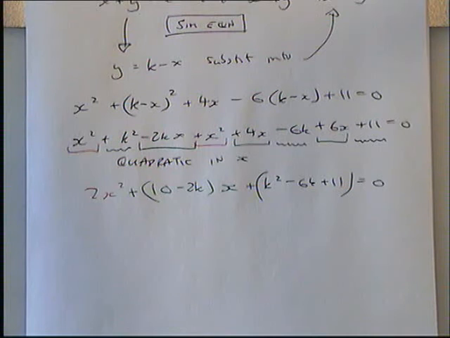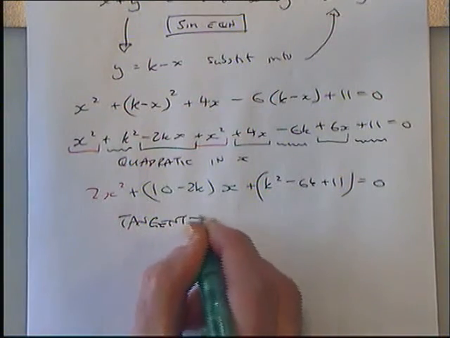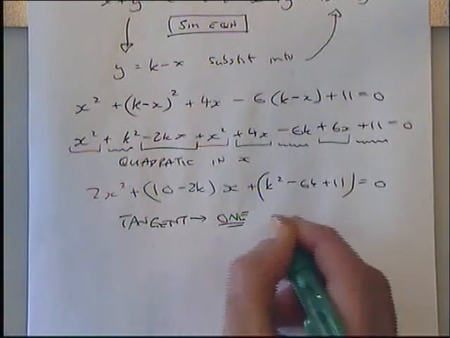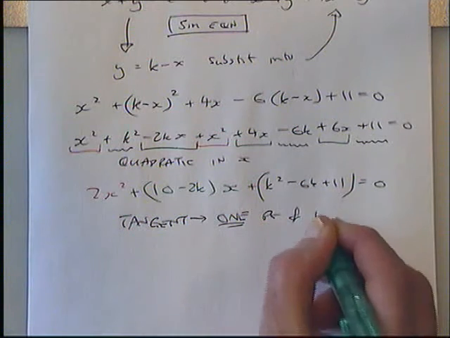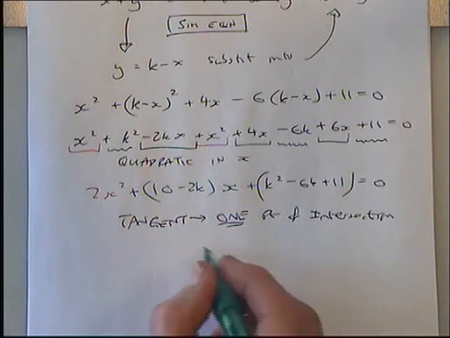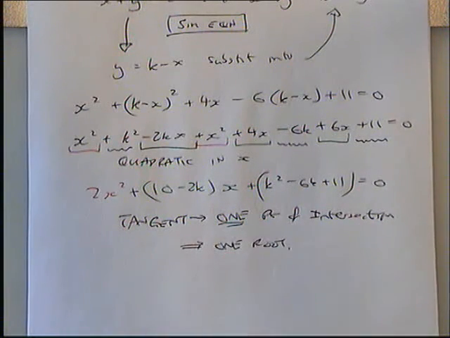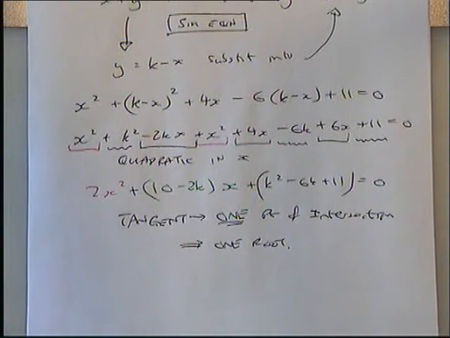Now, what do I know about the point of intersection? How many times does each tangent cross the circle? Once. Because it's a tangent, I'm looking for one point of intersection. So that means from this equation I am looking for one root.